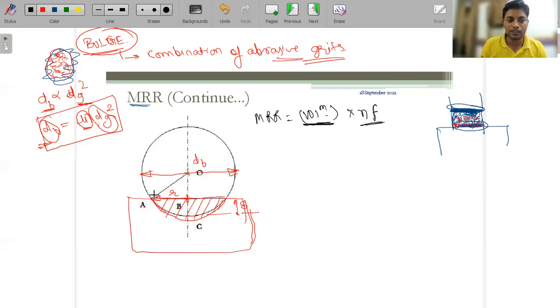Okay, so if it is semicircular in nature, then how much amount of material is removed from the workpiece? So this volume will be equal to a semi-sphere. The total volume of the sphere will be equal to 4 by 3 pi r cube. This is a semi-sphere, so this will be 2 by 3 pi r cube. Okay, guys, so the material removal rate will be equal to 2 by 3 pi r cube into n into f.